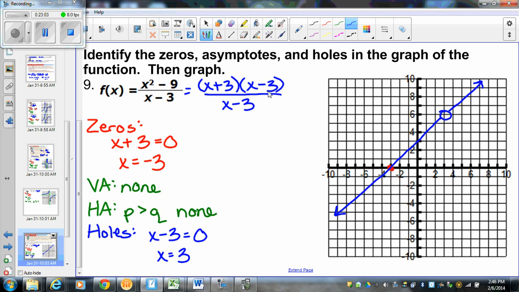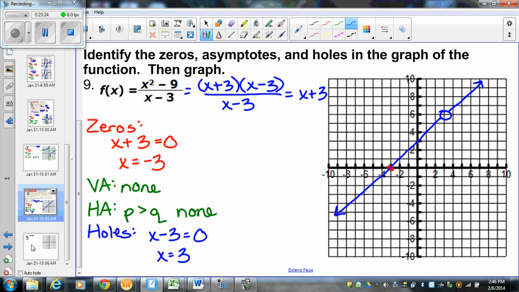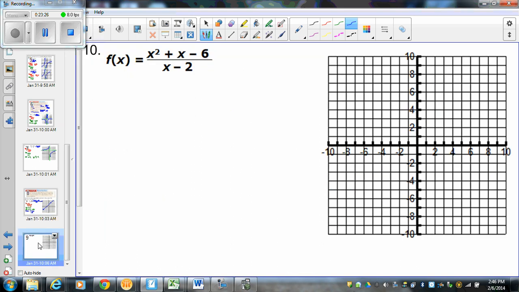Well, think about it. Look up here when we factored it. If I was working this as a simplifying problem, x minus 3 would cancel out as a common factor, and so that reduces to just x plus 3. So that's the line x plus 3, except that I have a hole where that common factor is. How neat is that? Okay, so one last test problem for you. I want you to take a minute and do number 10 all the way through. Find the zeros, the vertical asymptotes, the horizontal asymptotes, the holes, and draw the graph.